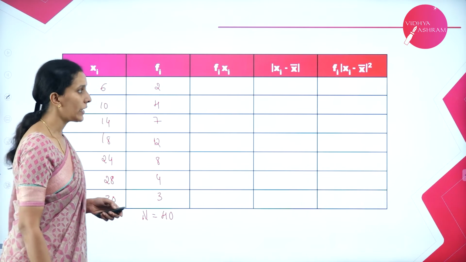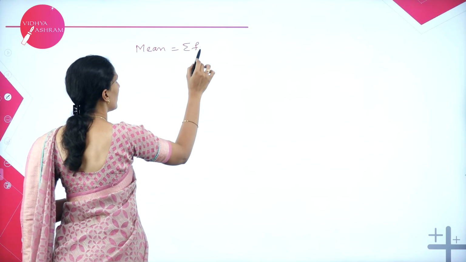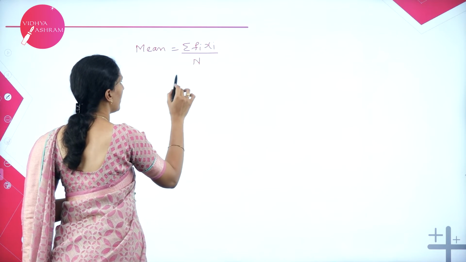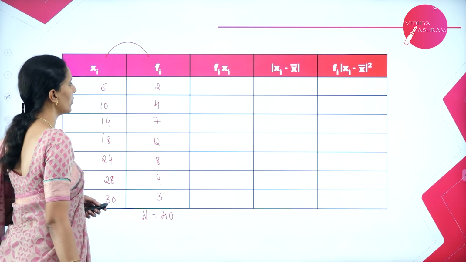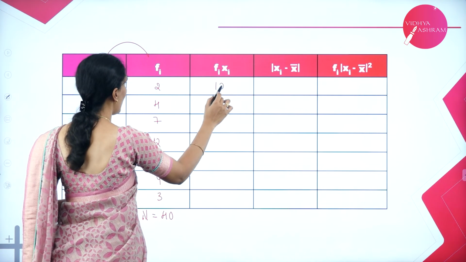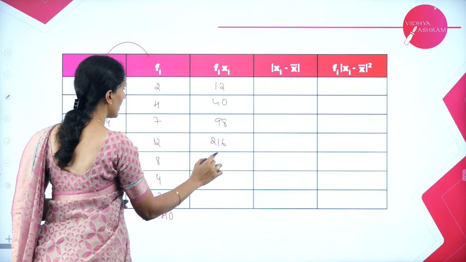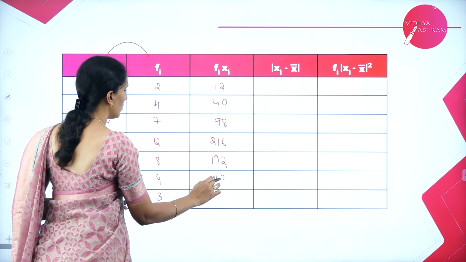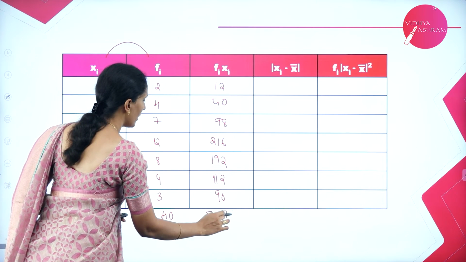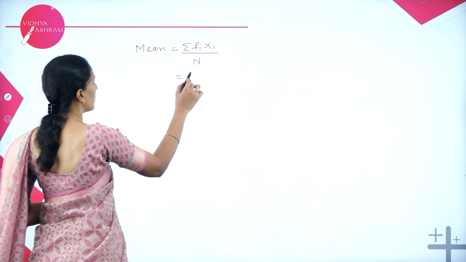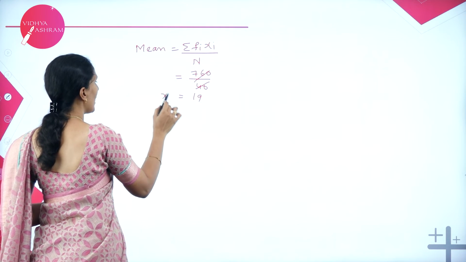Now we need to calculate mean to find the deviation. So for that, mean is equal to summation fi xi divided by n. So summation fi xi we need to calculate. Let us calculate the multiple xi into fi. So when you do it, it is 12. Next we have 40. Next 98. Next 216. 192. 112. 90. So when you add all these scores, you will get the summation as 760. So let's put here 760 divided by 40. When you cancel, you will get x bar as 19.